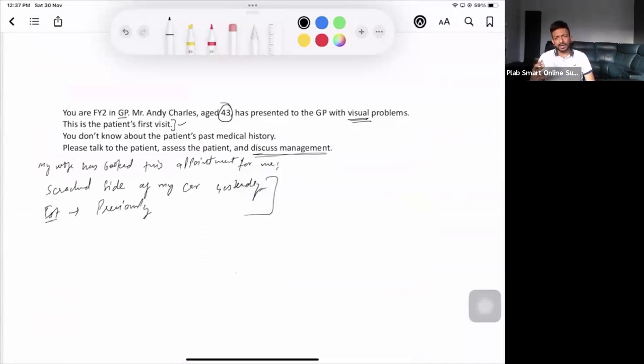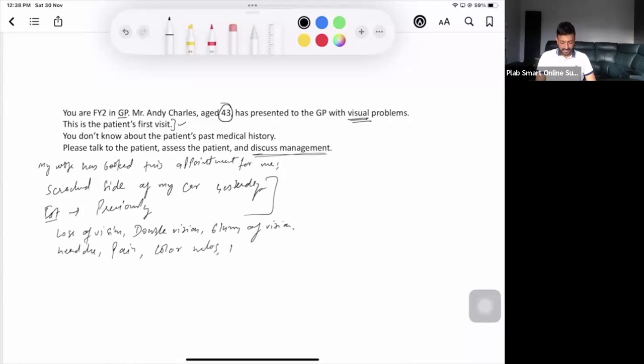No, doctor. Now, what I will do is ask lots of associated symptoms as well to make sure what exactly is happening. For example, any loss of vision, any double vision, any blurring of vision. What else can I ask? I can ask about any headache, any pain in the eye, any pain at the back of the eye, any color halos around lights, any red eye. Ask all those questions because you need to rule out lots of differentials as well. What exactly is happening?